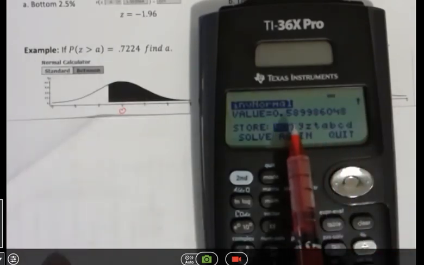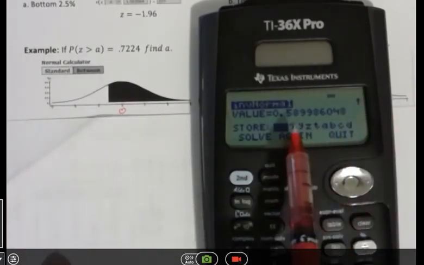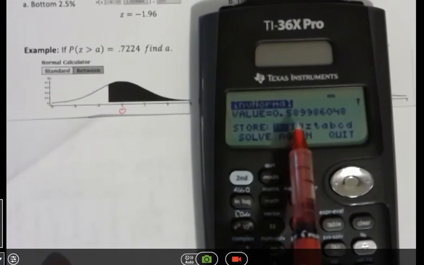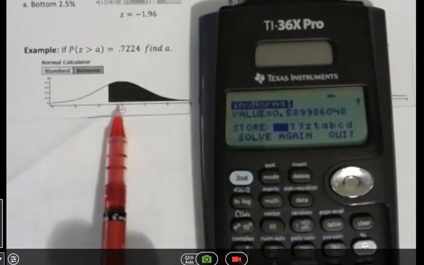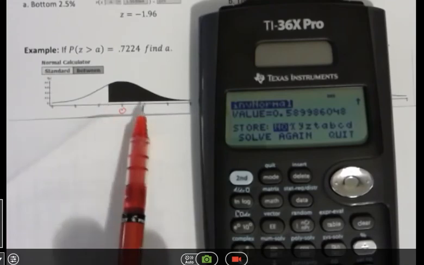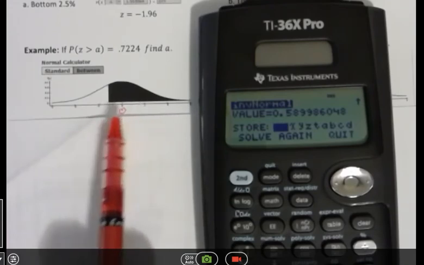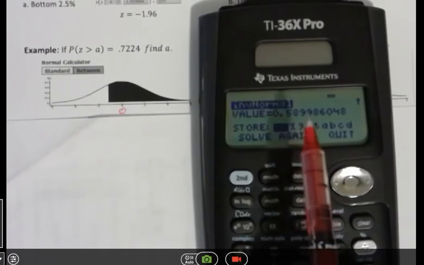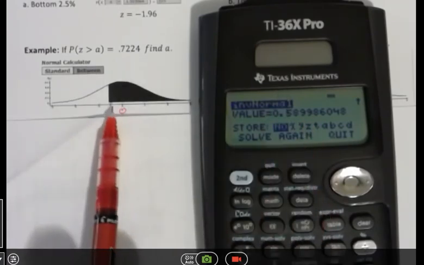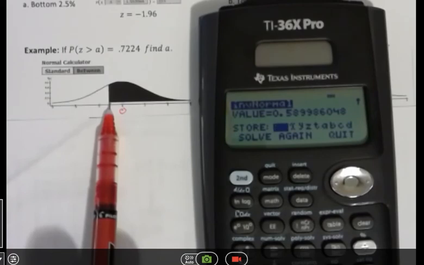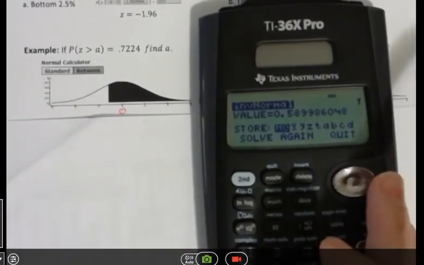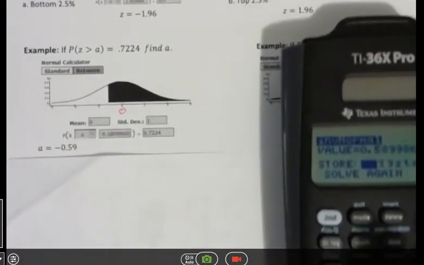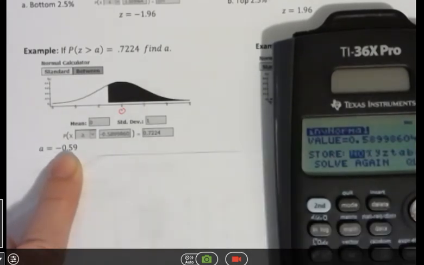This is a good mistake to make because people make this mistake a lot and they don't stop to think about it. Notice that my value should be to the left, not the right. So I know my value should be negative 0.59, not positive, because I can see right here the starting point is to the left of 0. Does that make sense? So I know that it has to be a negative 0.59. And I just didn't do that on my calculator.